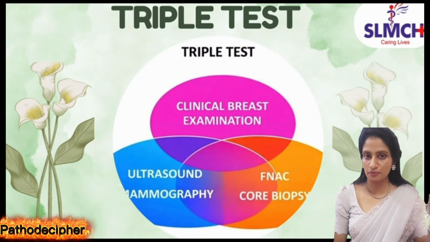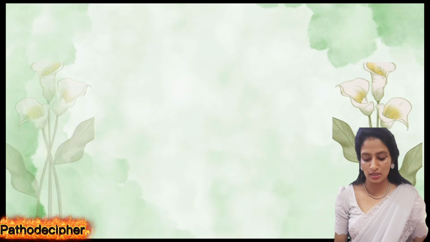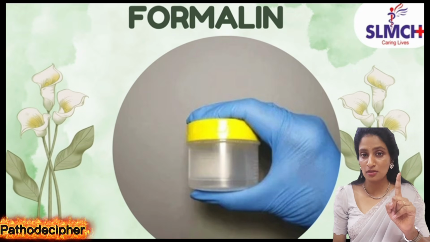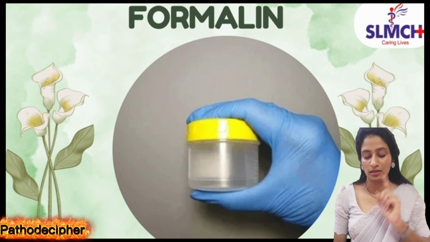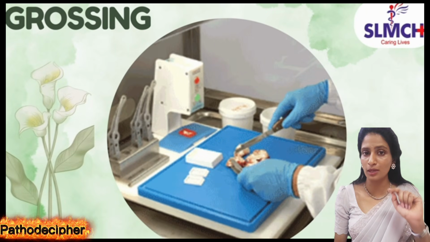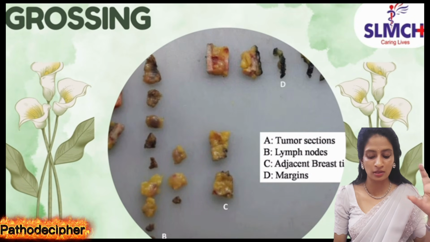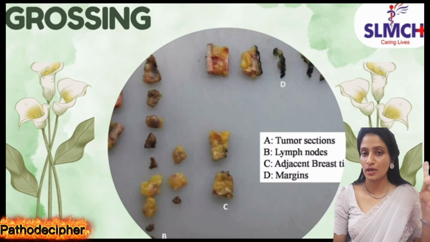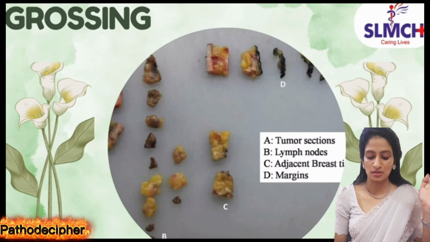You have to know about the triple test: clinical breast examination, ultrasound or mammography, FNAC, core biopsy. And the importance of formalin is essential because we should not lose the antigen and get a false IHC report. So always use 10 times the volume of the specimen, so remember that. And grossing is a very important tool. I told you how to gross. The sections that should be given, all those things we have seen. So sections from the tumor, lymph nodes, adjacent breast tissue, and margins are very essential elements in the grossing.